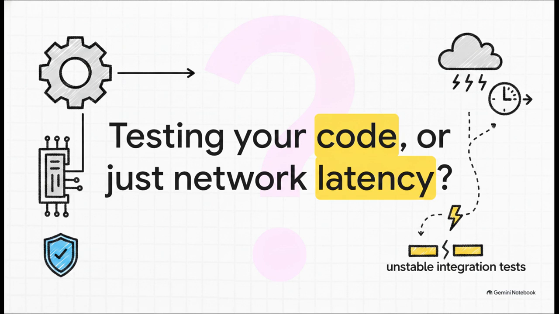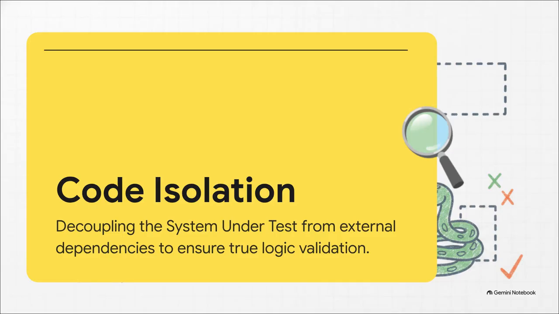I mean, think about it. If a third-party payment gateway goes down, your test fails. But your actual application logic might be perfectly fine. So, how do we fix this? We use code isolation. This is basically the practice of completely decoupling your system under test, we'll call that the SUT, from those messy external boundaries.